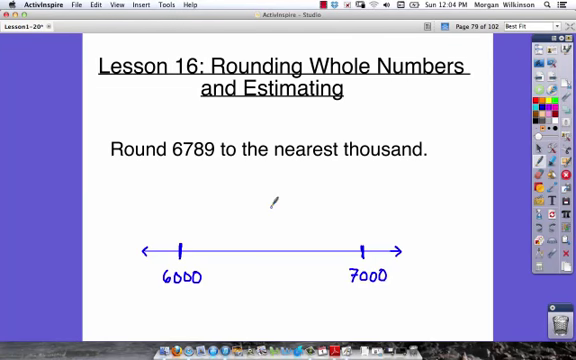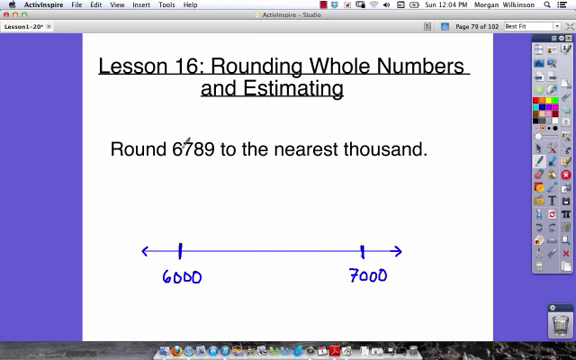Lesson 16 is about rounding whole numbers and estimating. This is an important lesson as we go through it because we estimate frequently both inside the classroom and outside the classroom, and we need to be able to round whole numbers accurately in order to do that well.